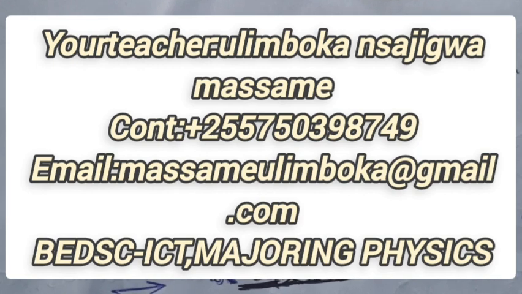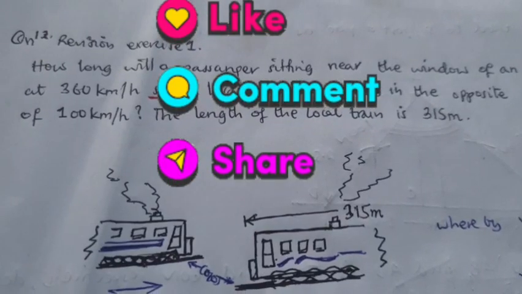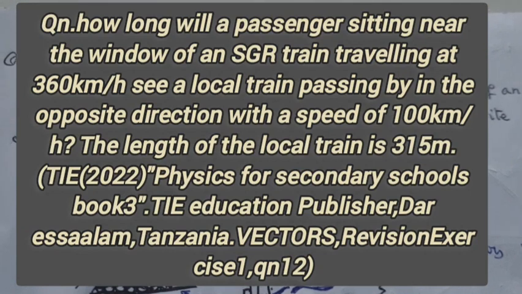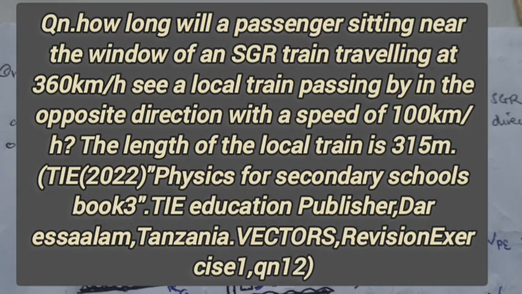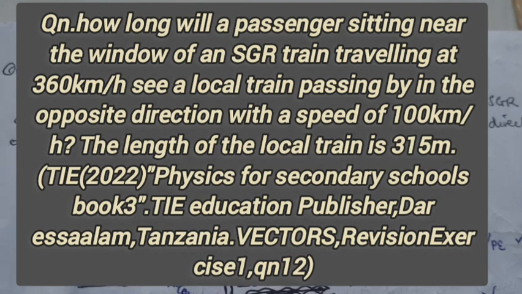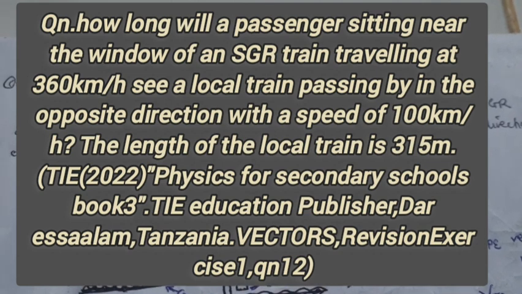Welcome to Limboka Physics. Let us have a look at a question below from Itai concerning vectors. Question 12, revision exercise 1. We are given a passenger train, that is the SGR, and a local train that are passing in such a way that they are moving opposite to each other.